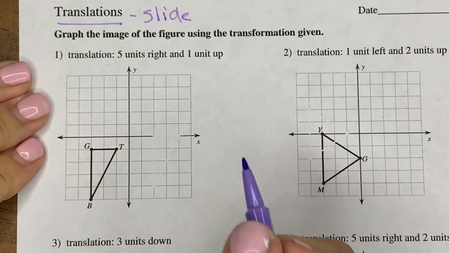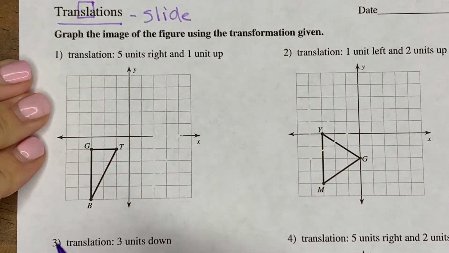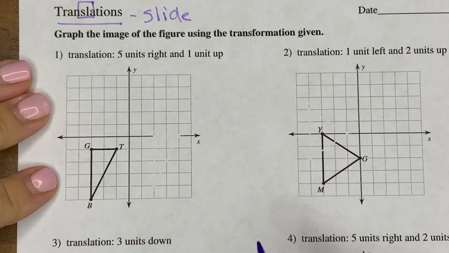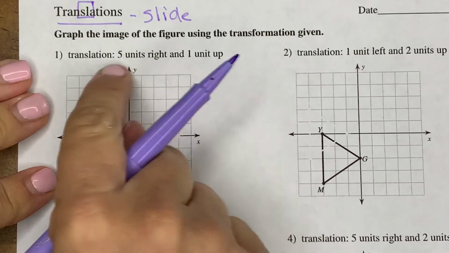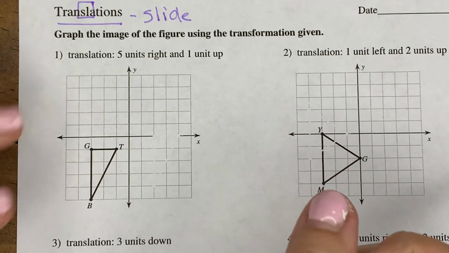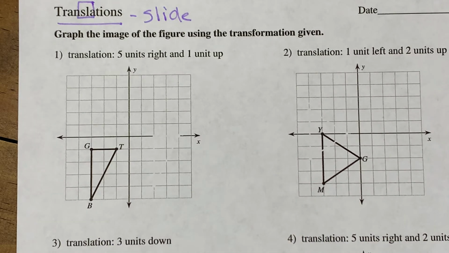Okay? And if you look in the word translations, you have an SL, which helps you remember that you're going to slide. So what we are doing is we're going to take this triangle and slide it around the coordinate plane. We're going to slide it according to whatever rules it tells us to do. It's kind of like the directions, the rules, pretty much.